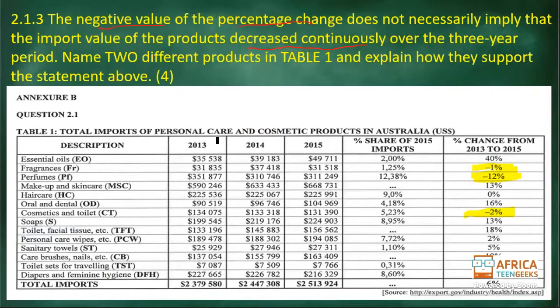And then Mutsidisi is giving me the answer. He's saying fragrances and cosmetics and toilet. Where is that one, Mutsidisi? Okay, let's go highlight the ones you are saying. Those ones with the negative.